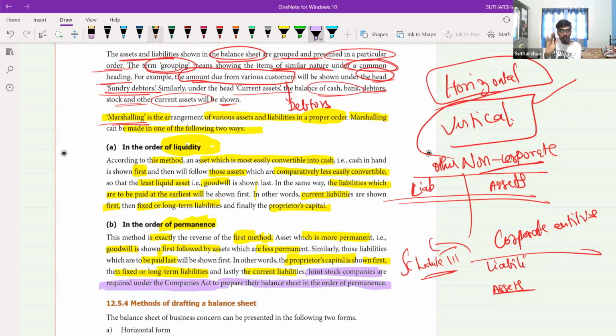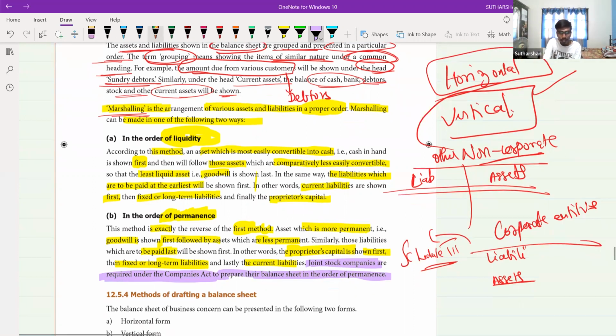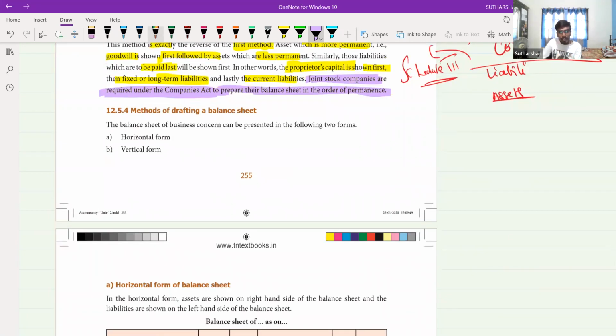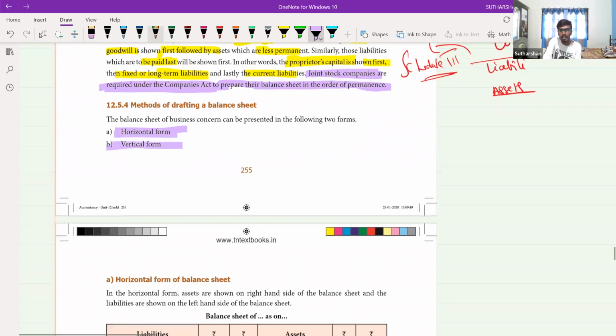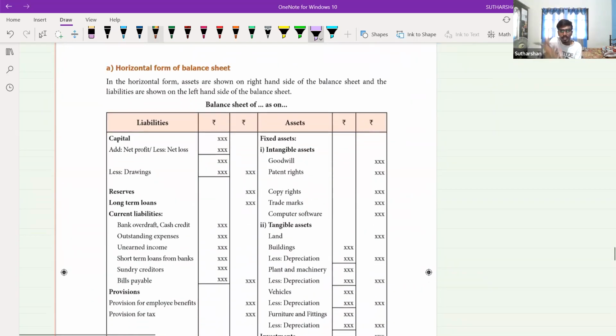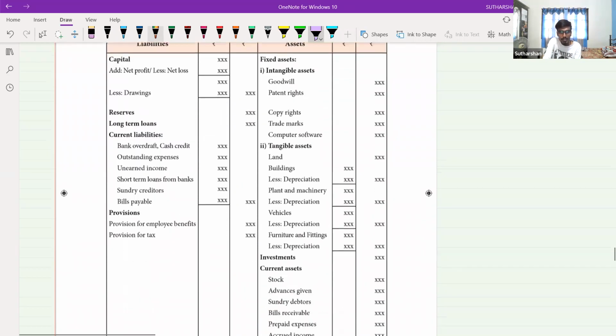That they follow order of permanence is given in your 11th book. If you are an 11th student, you are going to follow this. If you are a professional student, we are going to teach it in the professional material, the ICAI study material, and that we will see. Okay. Methods of preparing and drafting a balance sheet: I can easily tell there are two ways. One is horizontal form, one is vertical form. That is the thing I explained to you earlier. Okay, this is how the horizontal format will be. This is a format you can easily do.